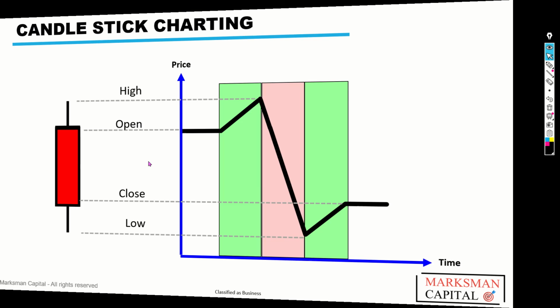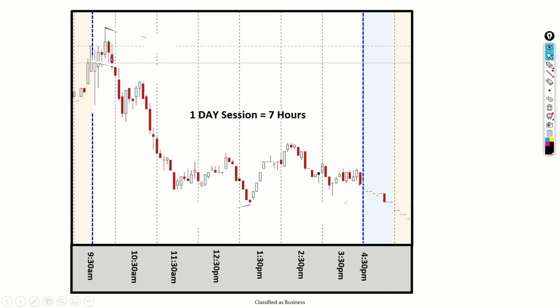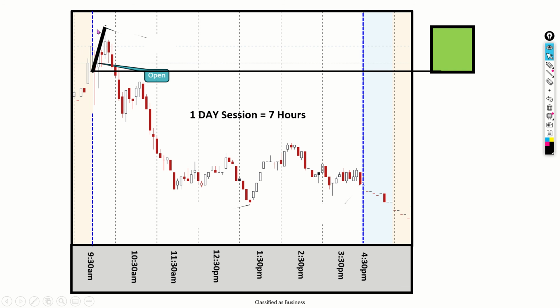This is where we call it a regular bearish candlestick. If you look at a real example, this is a day session of around 7 hours, which starts around 9:30 and ends around 4:30. So you have a lot of candles within a candle. This is the opening price, where the blue dotted lines are the starting time, and the candle begins forming with a line. Then the price goes upwards and immediately gets rejected. That's where we call the high. It couldn't go higher than that.